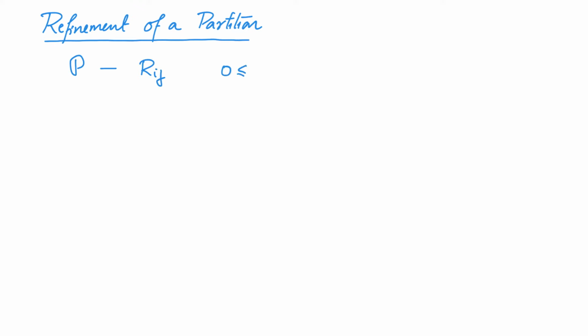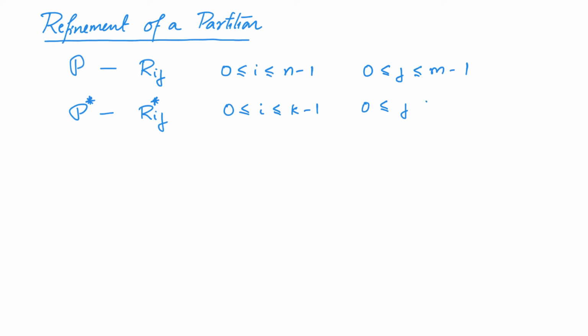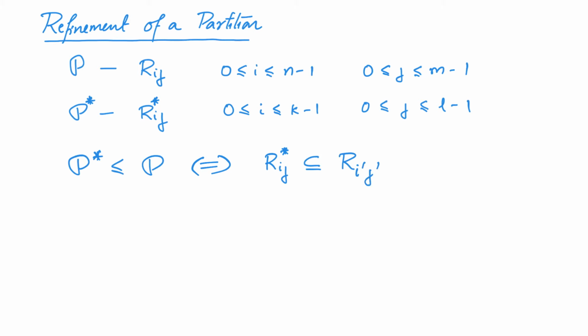Consider two partitions: P given by rectangles R_ij, where i varies between 0 to n minus 1 and j varies between 0 to m minus 1, and P star given by rectangles R_ij star, where i varies from 0 to k minus 1 and j varies from 0 to l minus 1. In this case, we will say that the partition P star is a refinement of the partition P if and only if every rectangle in P star, that means R_ij star, is contained inside some rectangle in P. Let's call this rectangle R_i'j'. Notice that i and i' can be different and j and j' can also be different.